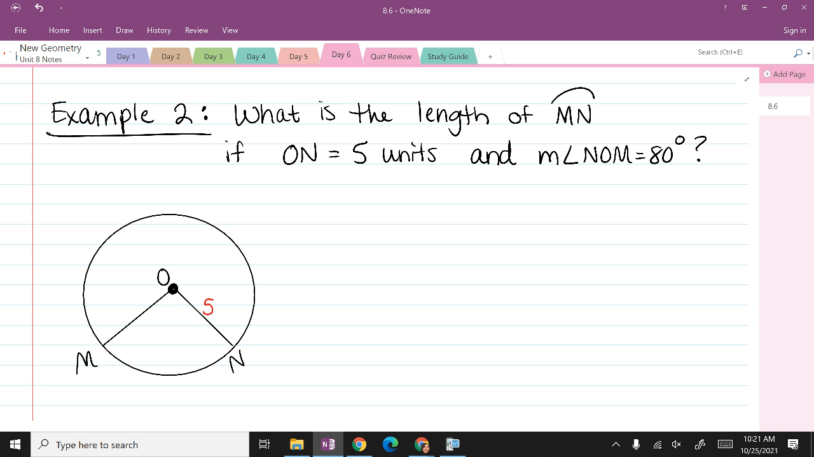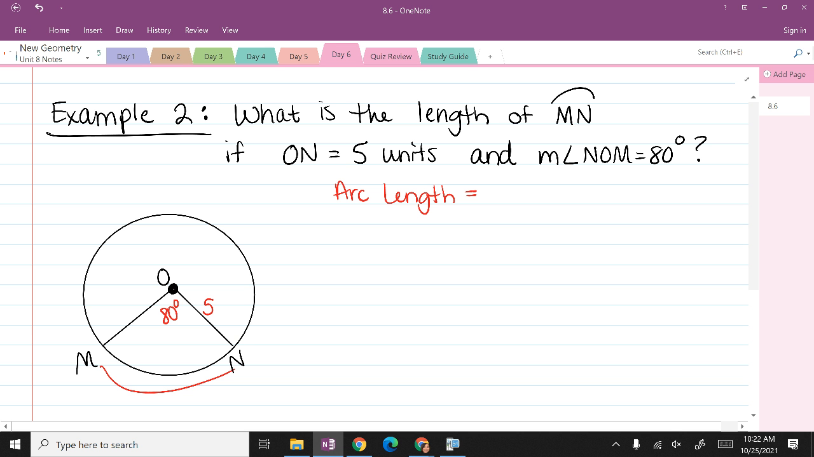Now, what is angle NOM? What's it called? The central angle. Yeah. So if the central angle is 80 degrees, what's the measure of arc MN? 80 degrees. Now we're looking for the length of the arc, which is not the same as the measure of the arc. Okay? So the length of the arc is how many units long it is. So we're going to do arc length equals what? Y'all tell me how to fill in the formula.